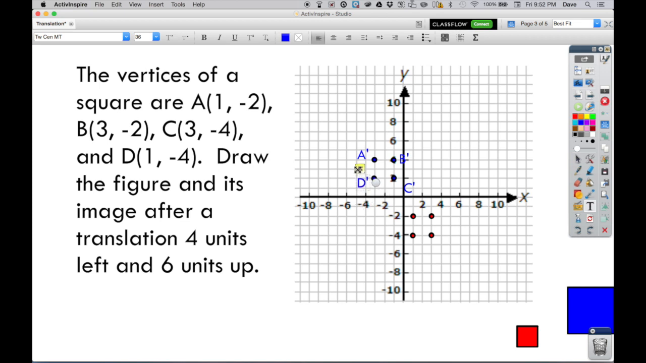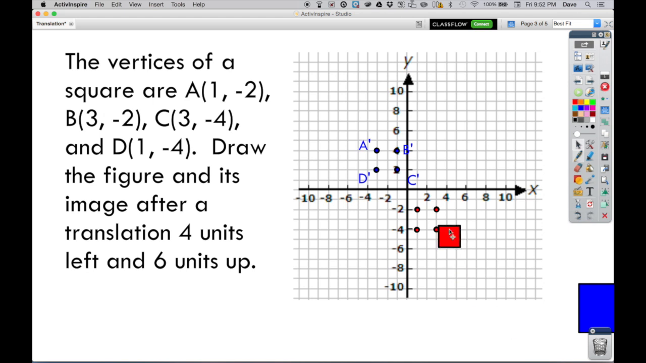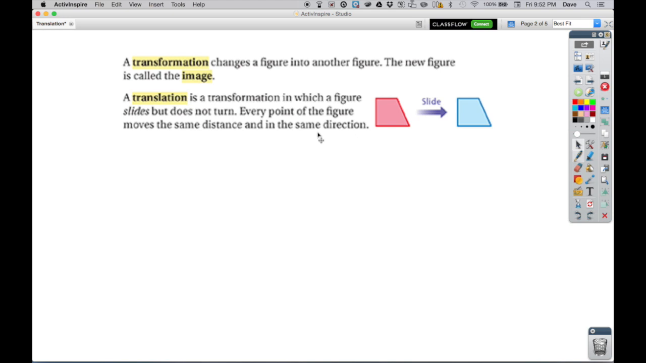And so that's how we describe a translation. We basically just give direction and distance, and then we take all the different points that make up that shape and just translate all those points to the new location. But what, like the definition said over here, is that the figure's been slid but has not been turned.